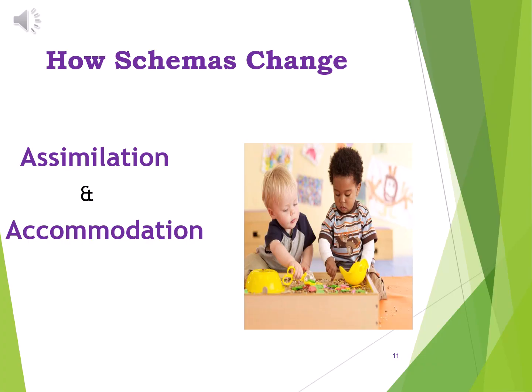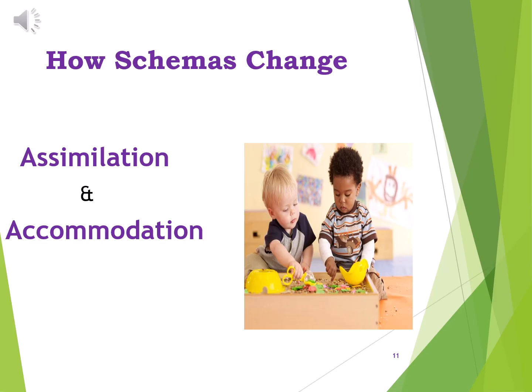So let's now consider how schemas change. We'll use the example from the previous slide with the dog schema. In assimilation, new information is added on to an existing schema. Maybe to that schema, dogs sometimes wear coats. Accommodation is when there's new information that causes a need to change, to modify, alter the original schema.